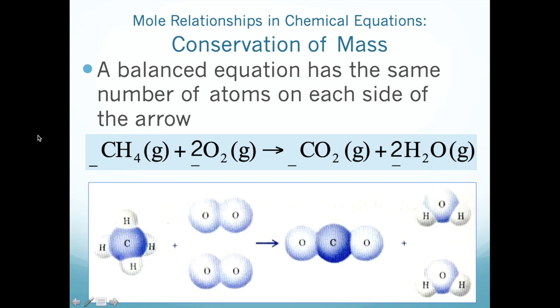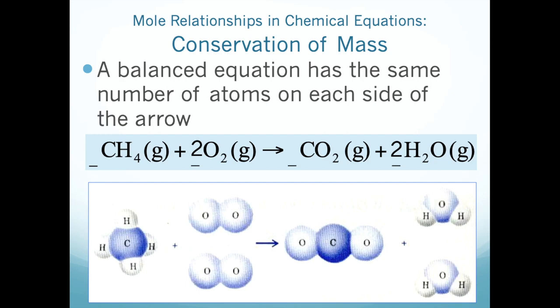So over here on the left we have 1 carbon, on the right we have 1 carbon. On the left we have 4 hydrogens that are attached to our methane. On the right we have those same 4 hydrogens, except they're part of water molecules now. And on the left we have 4 oxygen atoms in our 2 oxygen molecules. And on the right we have 1, 2, 3, 4 oxygen atoms again, okay, between our carbon dioxide and our waters. So again, we've seen this already earlier in this chapter. We want to balance the numbers of atoms on both sides of the equation.